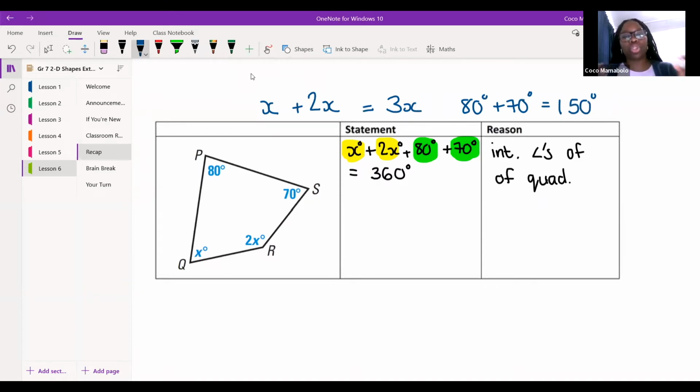So now I'm going to put these two things together, and both of them need to equal 360. So what I'm going to get is X plus 2X gave us 3X. So now I've got 3X degrees plus 150 degrees is equal to 360 degrees. Okay. Can you guys tell me, what am I going to do next? Does anybody know what's going to happen next? Roland, can you tell me, what am I going to do next?